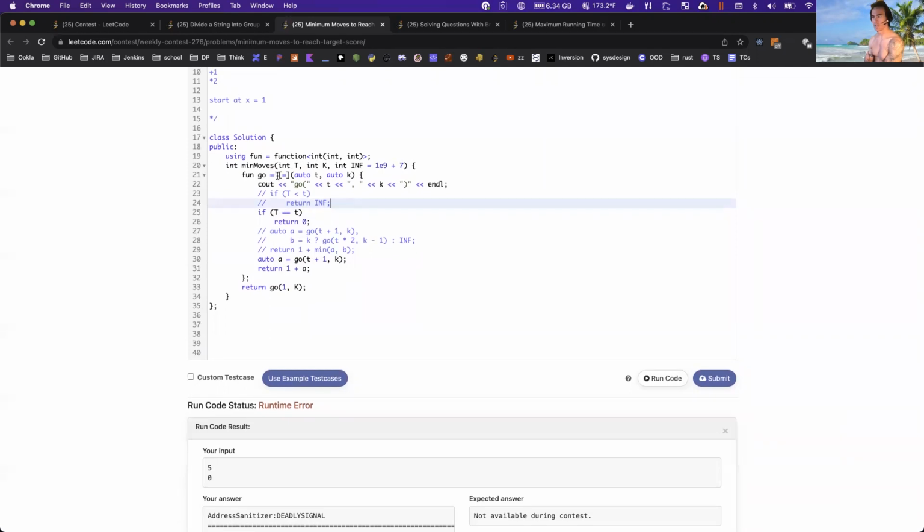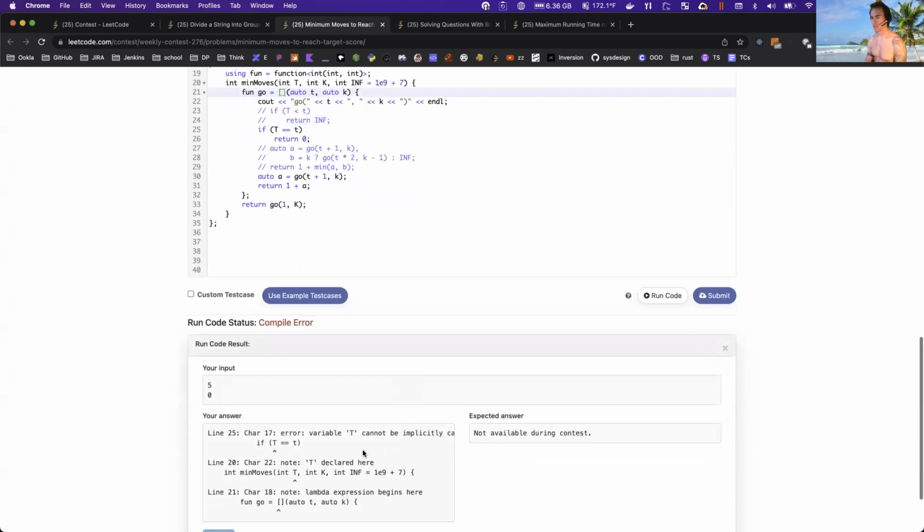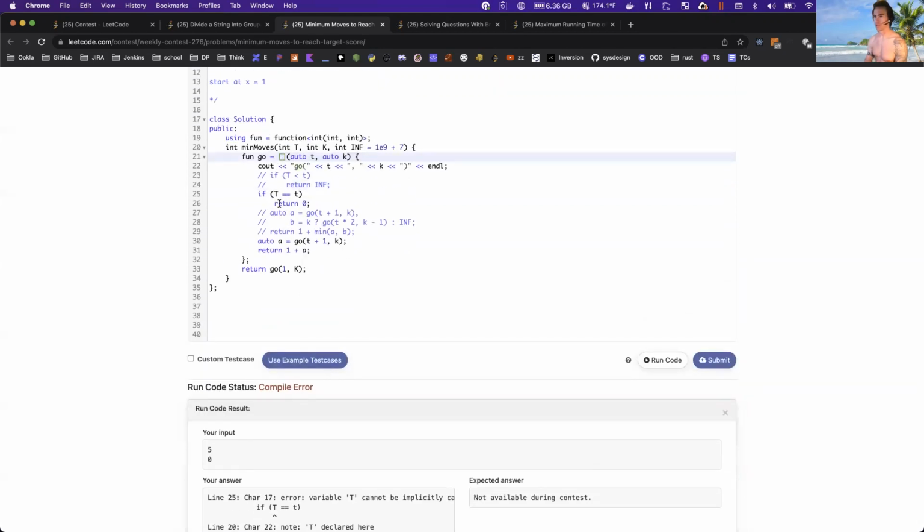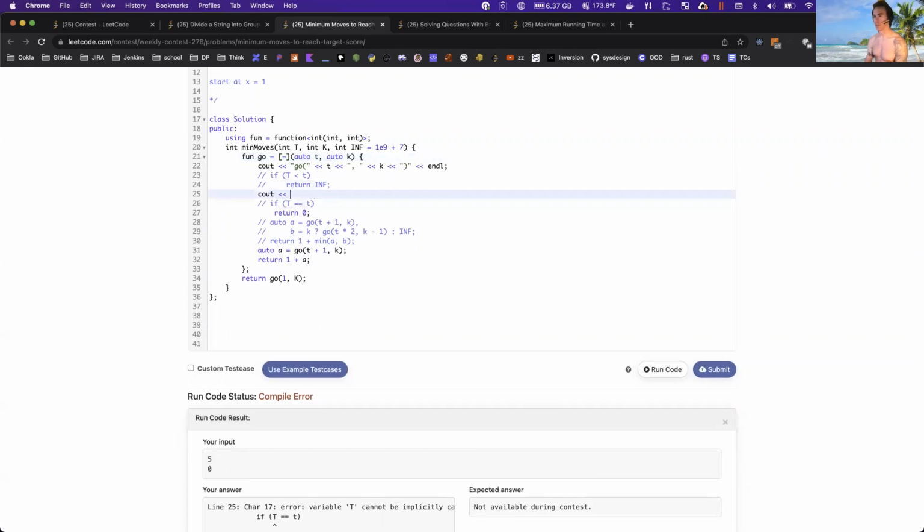Function equals, pass it by value. I guess I'm not passing anything by value here. Oh, t, I am passing by. Okay. I am passing in t. Here. Lowercase t, uppercase T. What the heck is going on? k.